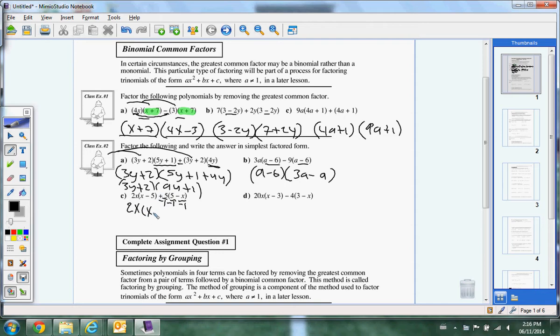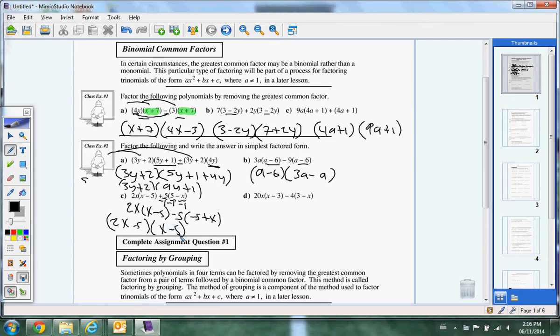So 2x times x minus 5. 5 divided by negative 1 is a negative 5. Negative over negative is a positive. These two things are now the same. That's why I wrote that here. Okay, so I'm just going to push it together. I have 2x minus 5 times x minus 5. That's my factor.